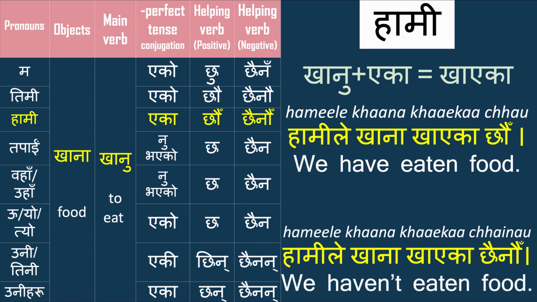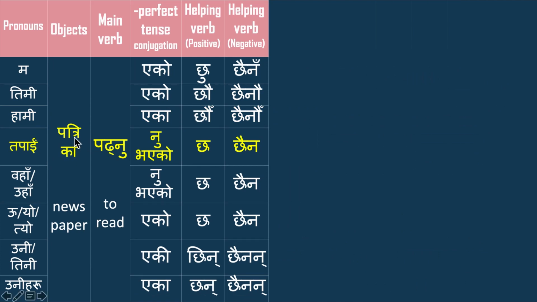The negative form of present perfect tense is widely used in Nepali society and by the local people, so I recommend you to remember or memorize this conjugation table of positive and negative both. Tapai, object is patrika, which means newspaper. Main verb is parnu, which means to read. Here comes again a half letter verb. Nu bhayeko, the perfect tense, cha and chaina.